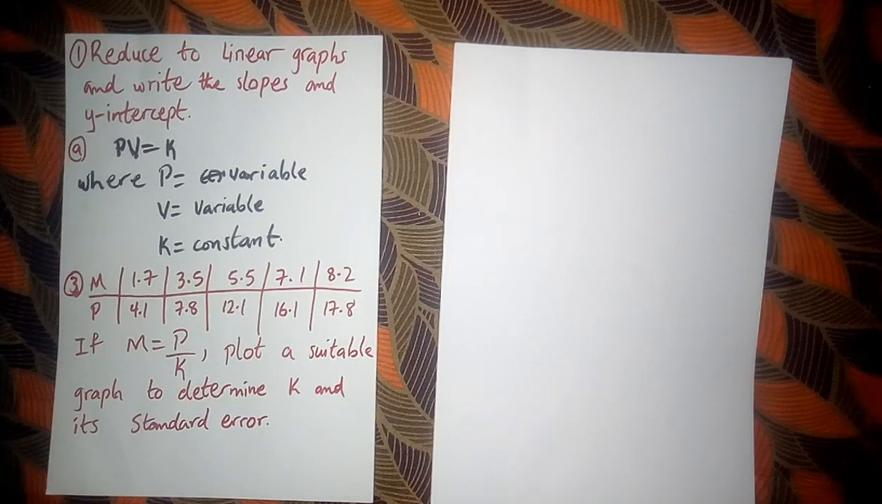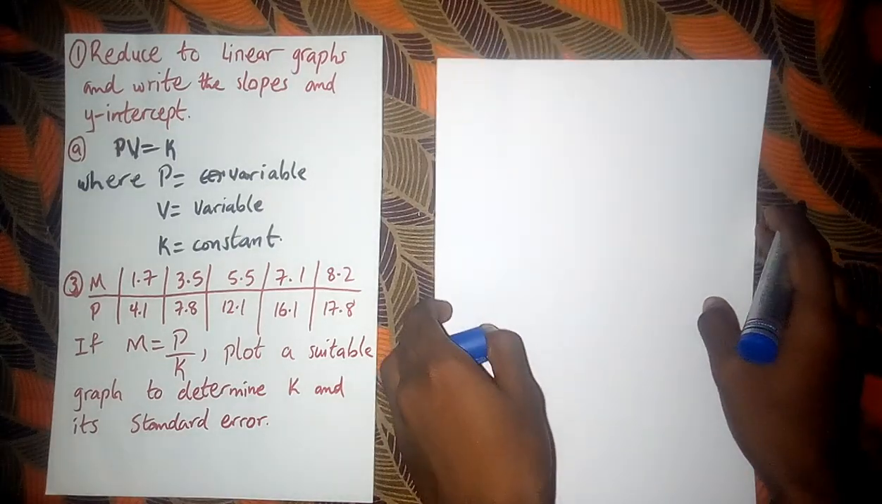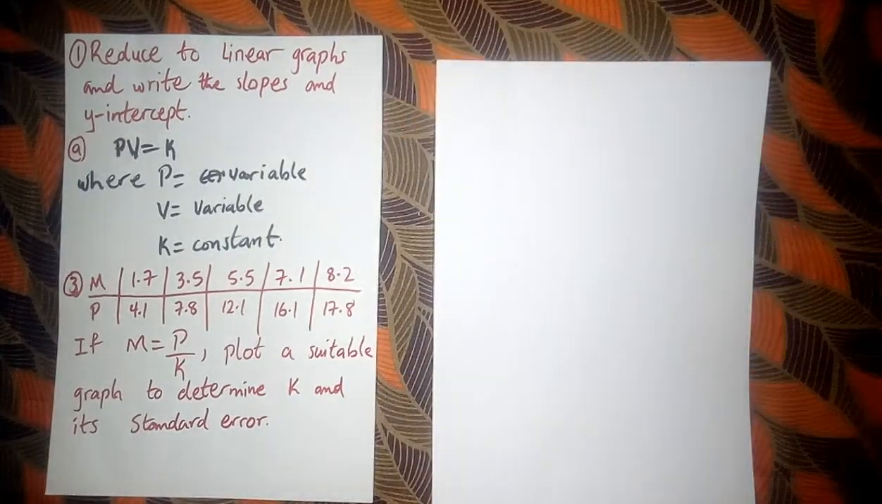Today we are going to be looking at two questions for physics 151 practical. Okay, so the first question says reduce to linear graphs and write the slopes and y-intercept of PV equal to K. Okay, so now for us to reduce to linear graphs, the first step we should take note of is that we have to find our variables and our constant.